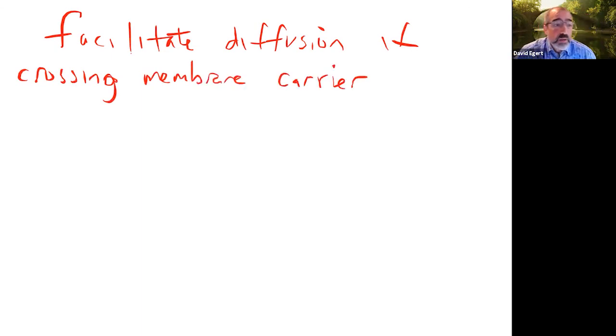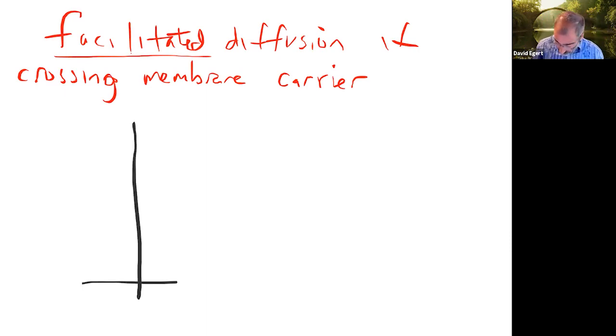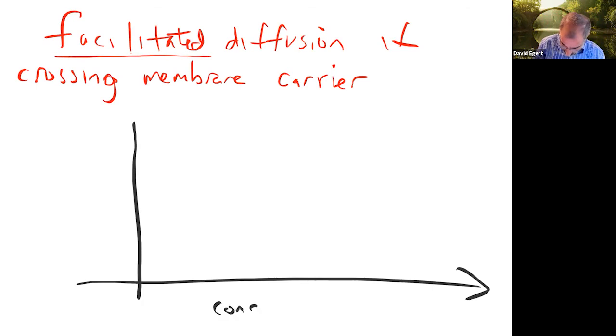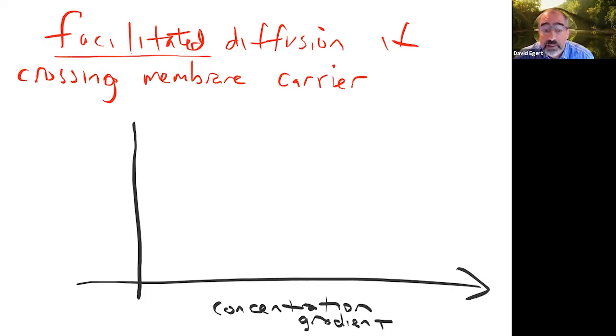So why are we using this other word? Why are we distinguishing it from regular diffusion? Because we have to worry about rate limits. So for instance, if I have the classic graph of concentration gradient, which just means the difference in concentration between the two sides of the membrane, and diffusion rate.